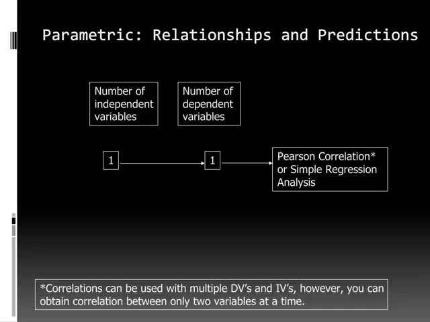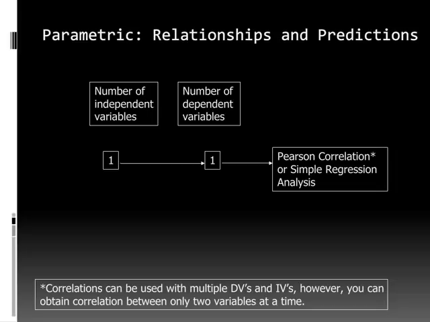Pearson's correlation is the most widely used coefficient for examining linear relationships. A research question where it would be appropriate to use a Pearson's correlation is as follows. Is there a relationship between VO2 max score and age? Correlations can be used with multiple dependent variables and independent variables. However, you can obtain correlation between only two variables at a time.